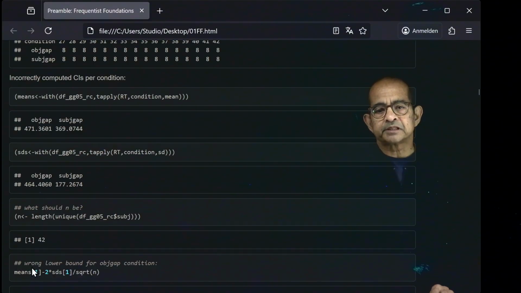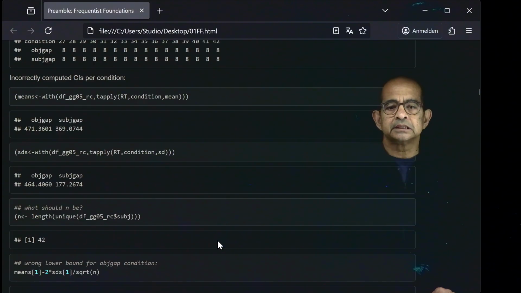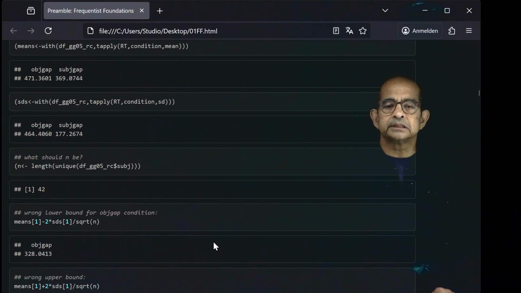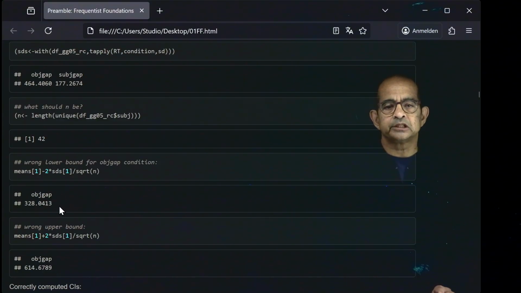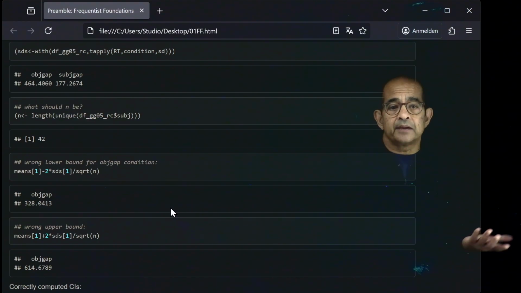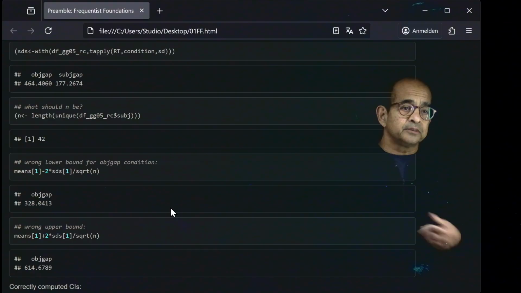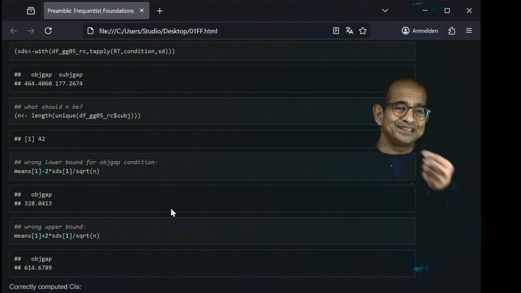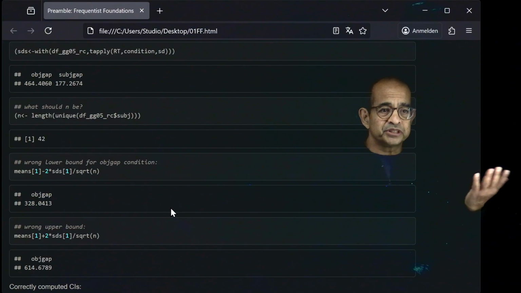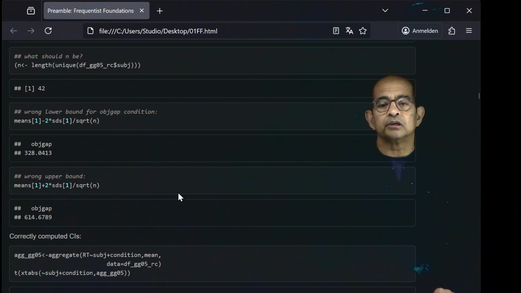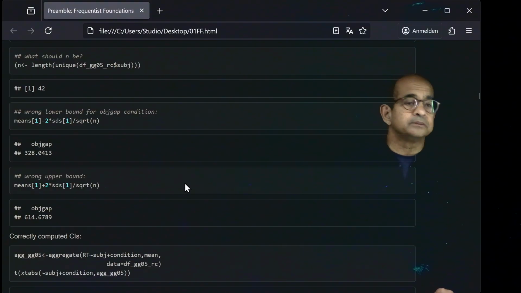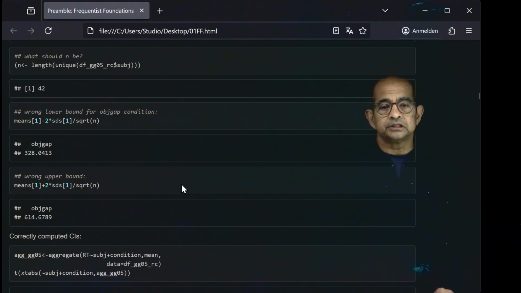So the sample size is 42, I said there are 42 subjects, so we're going to compute it over subjects. Once we compute the 95% confidence intervals, let's say just for the object gap condition, we get two confidence intervals, lower and upper bounds. These look fine because I based them on my standard error calculation, but the standard error estimate is based on my incorrectly computed standard deviation on the unaggregated data. Therefore, this confidence interval is actually wrong. Now, how would I compute the correct confidence interval for this situation?